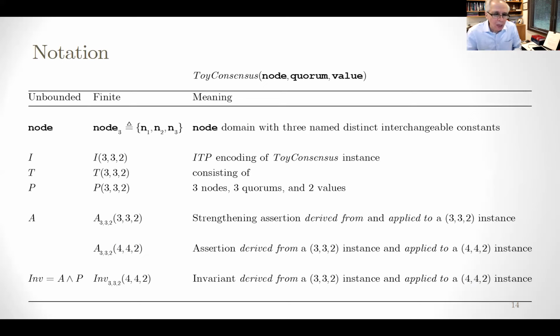It's not important to dwell on this right now, but just understand that we're going to be talking about finite instances and figuring out how we're going to generalize from finite instances. Okay. Let me skip this here.